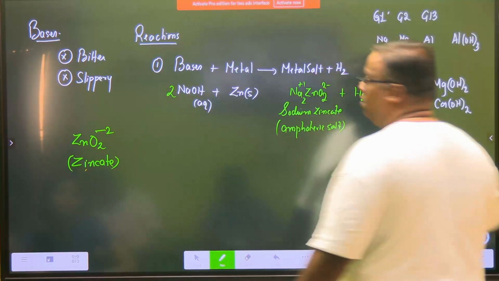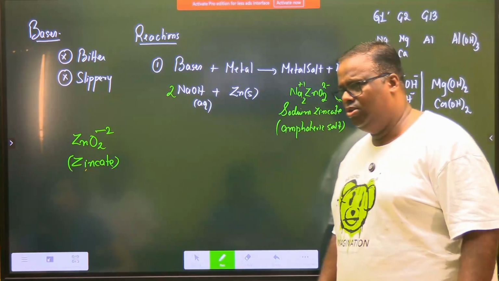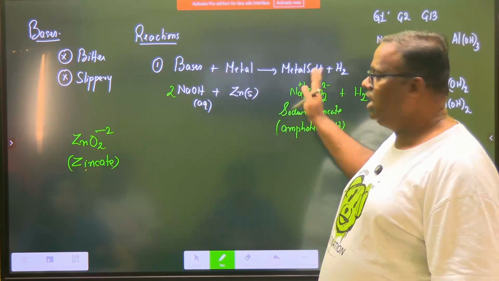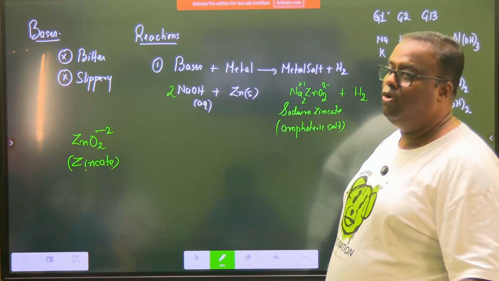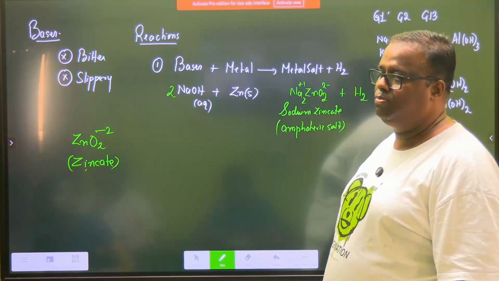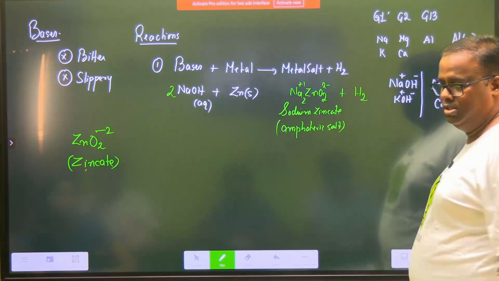hydrogen. So what did we study? Bases react with metal. Not all bases. So some bases will react with metal. And this is one classic example that we see. It forms a salt, because the question may come, a base on reacting with a metal forms an amphoteric salt.